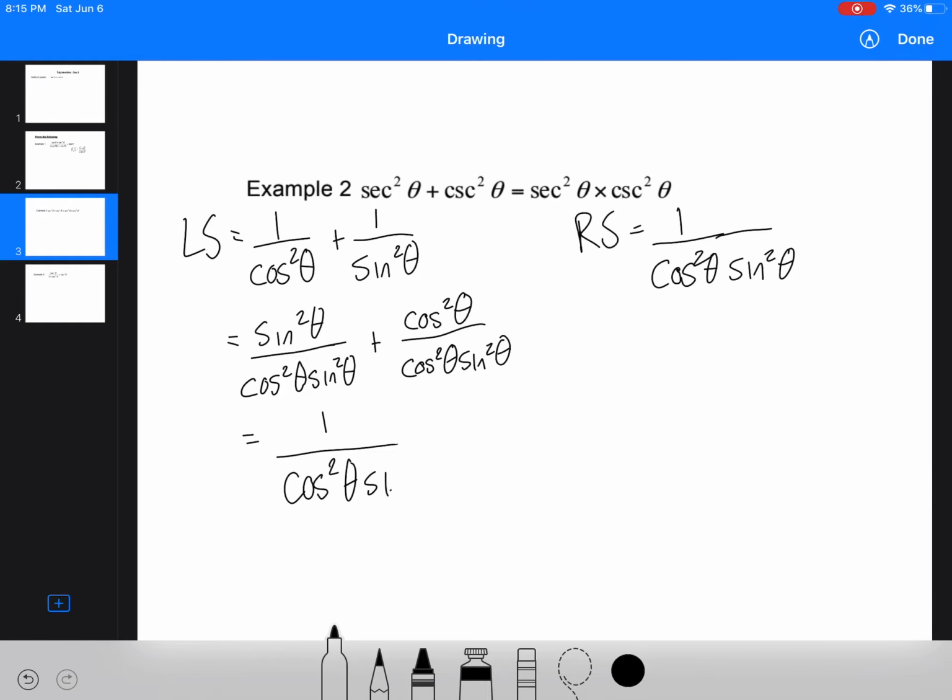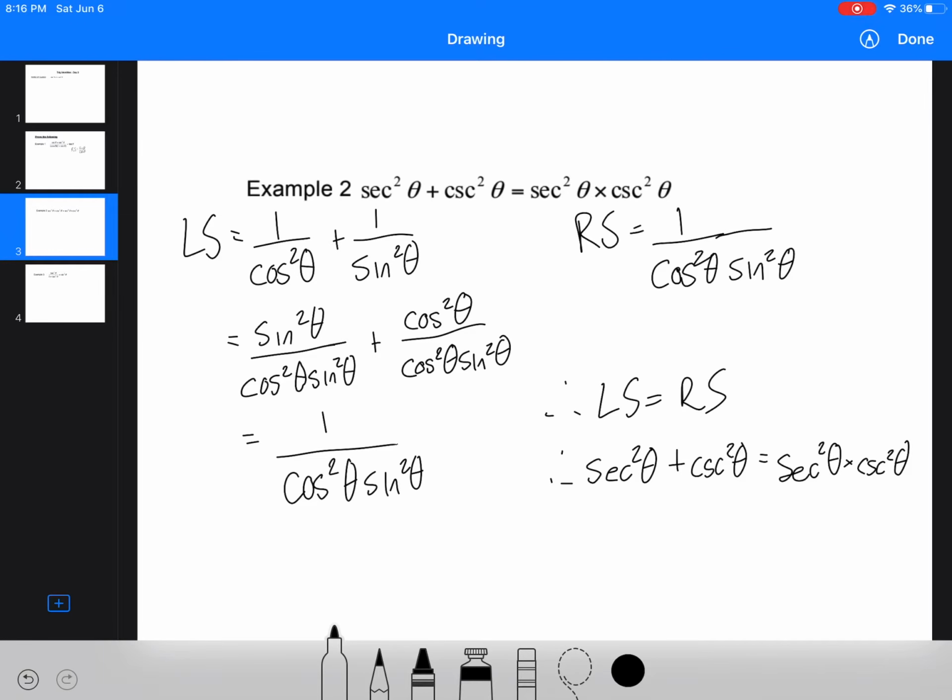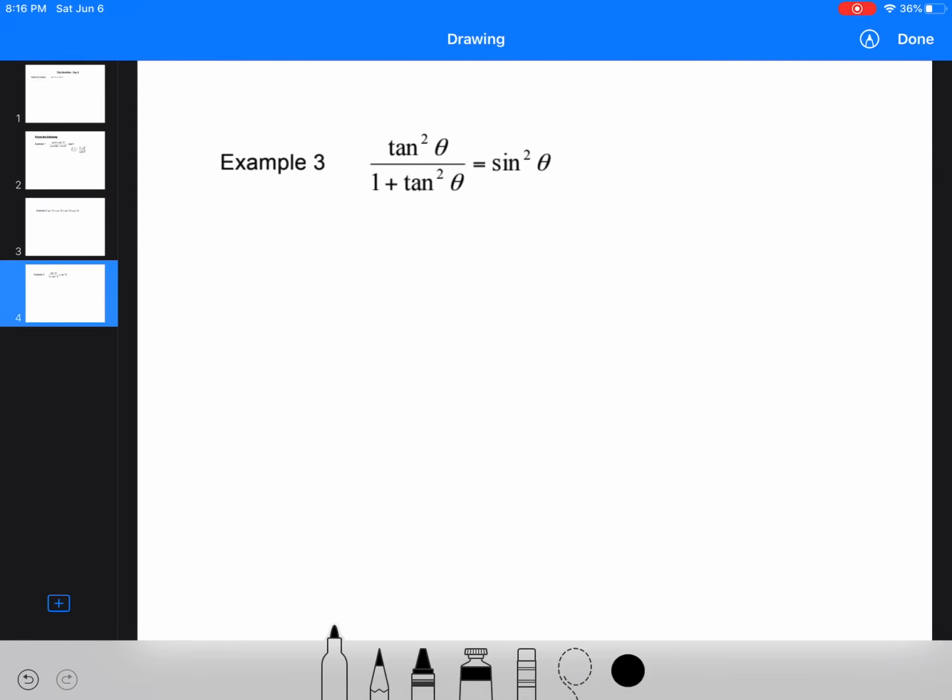And therefore, left side equals right side. Therefore, secant squared theta plus cosecant squared theta equals secant squared theta times cosecant squared theta. That's a fun one. It's unique, but it is nice once you understand how to do it. All right, the last one here.